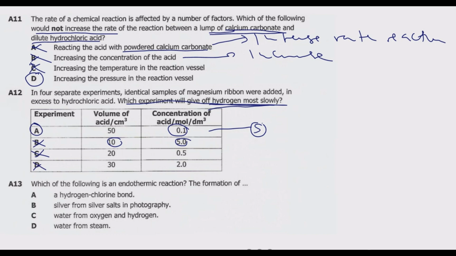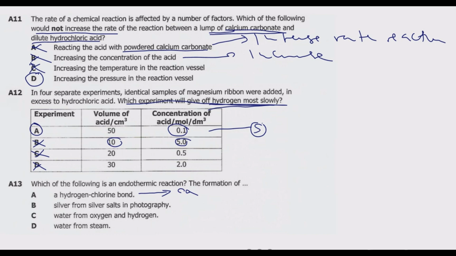We look at question 13. Which of the following is an endothermic reaction? The formation of. So what we are seeing in this case, endothermic, basically we are saying there is absorption of energy inside. Then exothermic is energy being given out. So what we see is the hydrogen chloride bond. To form the bond, they will need energy. So this bond forming is exothermic. Then bond breaking is endothermic.